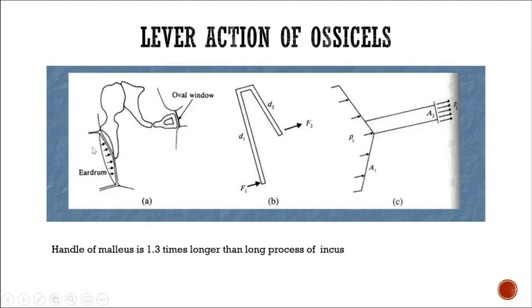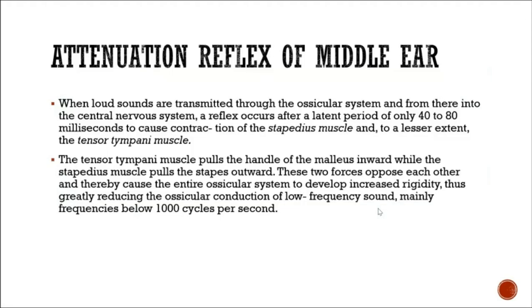So we have seen the force applied at the tympanic membrane area near the eardrum, and the force applied at the oval window. So F2 is greater than F1. If you look at D1, D1 is greater than D2, so that is going to have another lever action for us. Ultimately, if you look at the area also, A2 is smaller than A1. All of this leads to an increase in the pressure of the sound waves reaching the oval window.